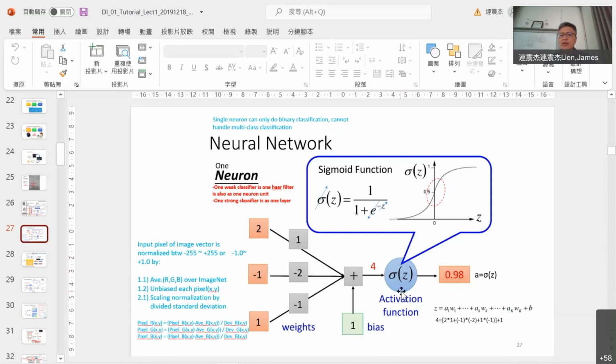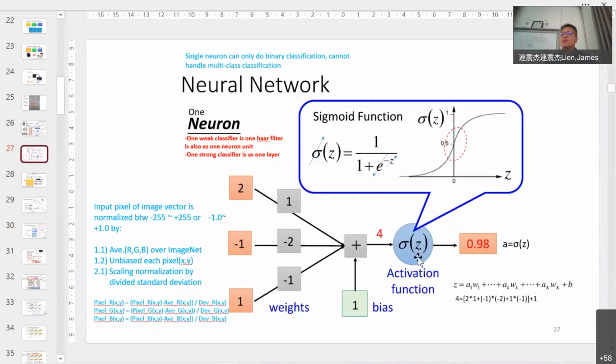Why do we need the activation function? This is the same as a support vector machine. This is the original space, and we need one more activation function. The activation function has two purposes. Last time I already talked about this one. One purpose is to transfer from the original space to the feature space.